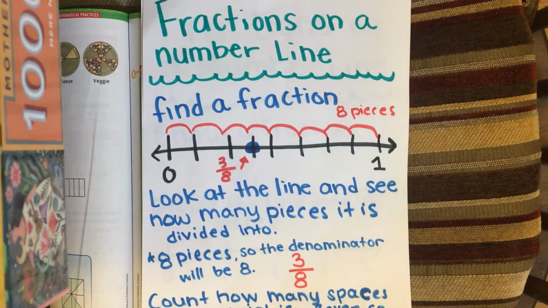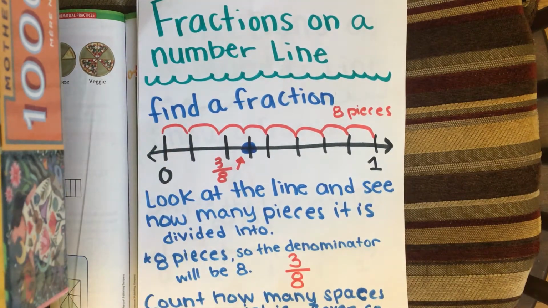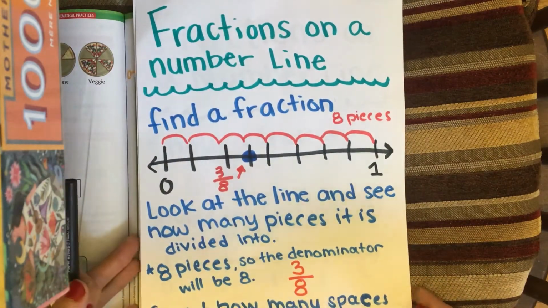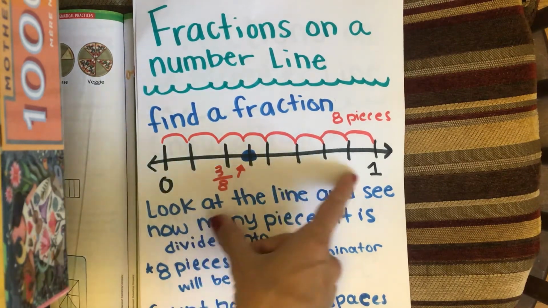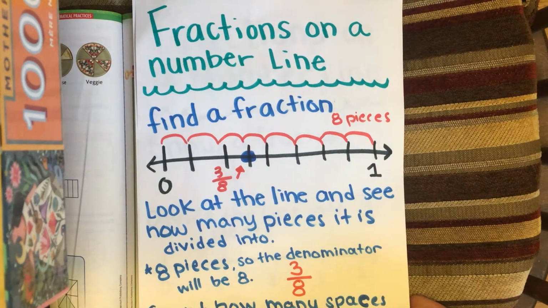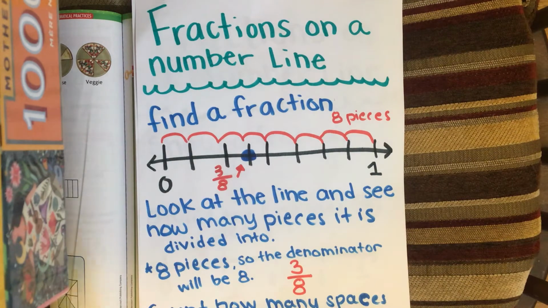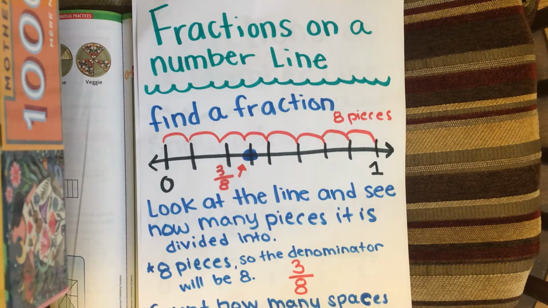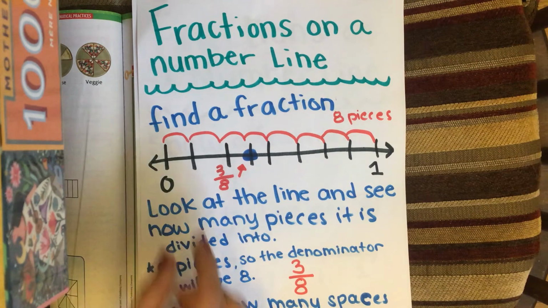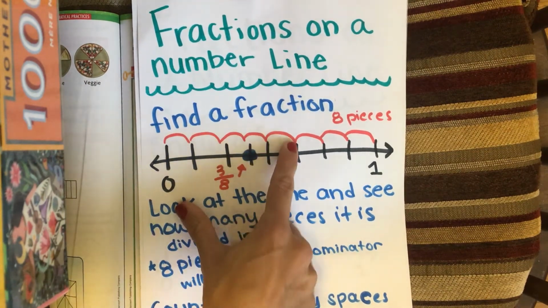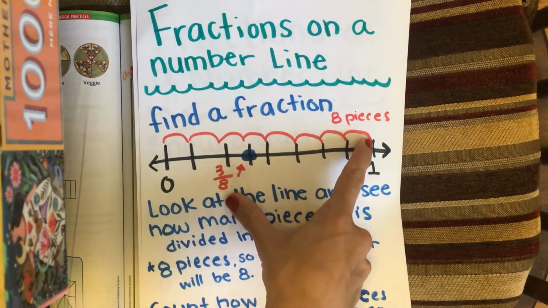All right, so the first thing that you're going to be asked to do this week is to find a fraction on a number line. Okay, so that would mean that you would already be given a number line, and you would need to label the number line and then find the fraction that they give you, okay? So in this case, you would look at the line, here it is from 0 to 1, and you would see how many pieces it's divided into first. So we see that this is divided into 1, 2, 3, 4, 5, 6, 7, 8 pieces.